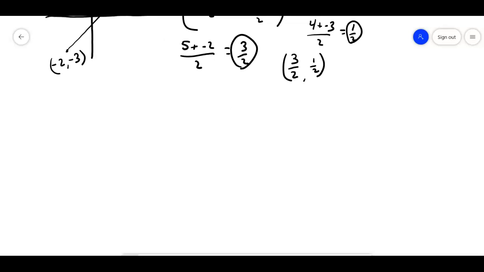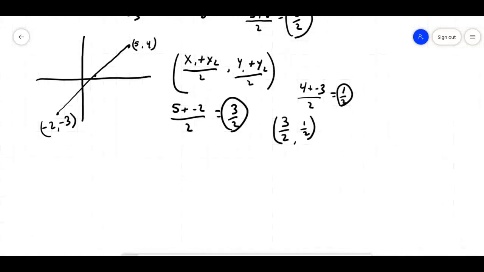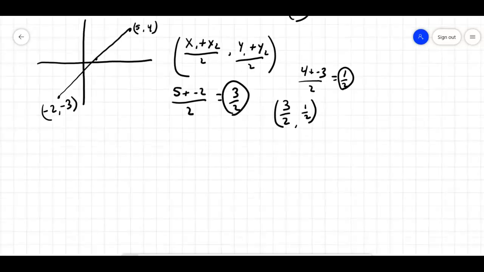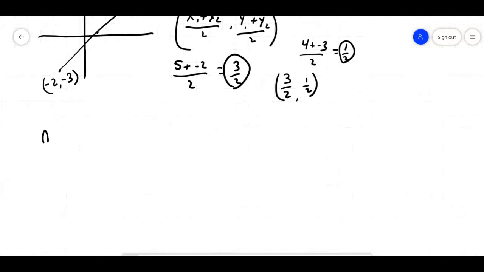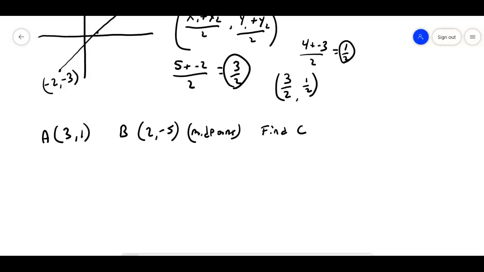Now another kind of problem is if they give you one point and the midpoint, can you find the other point? So for example, let's say A is (3, 1), and let's call it B, B is (2, -5), and that's the midpoint. And then find C. So in other words, if I were to draw this out, you don't have to draw it out, but just to give you an idea.